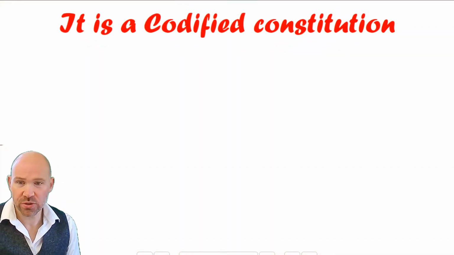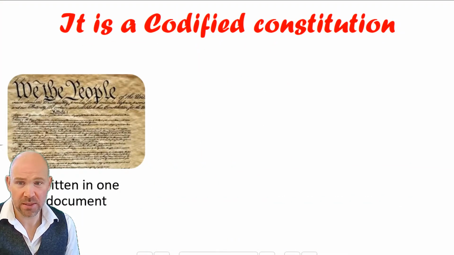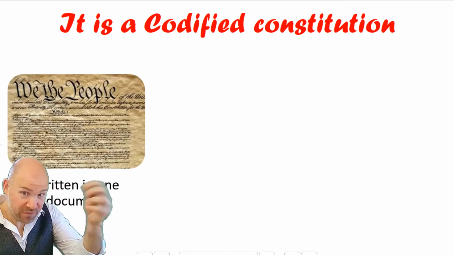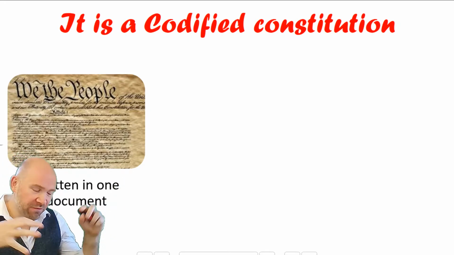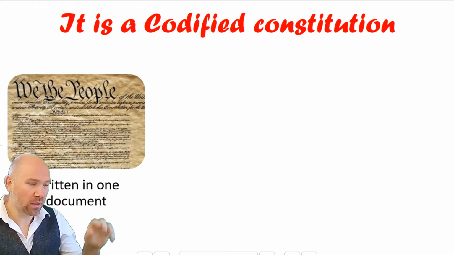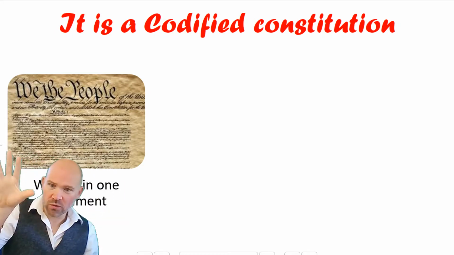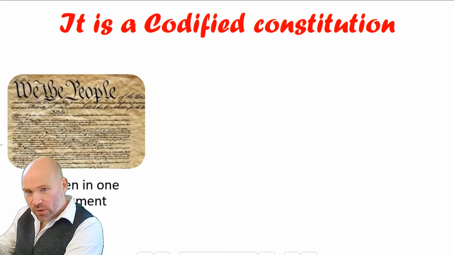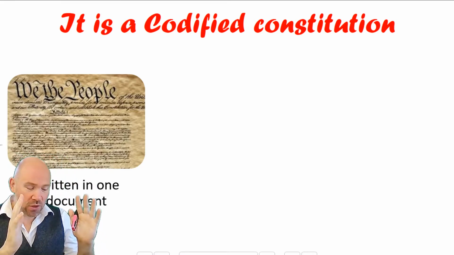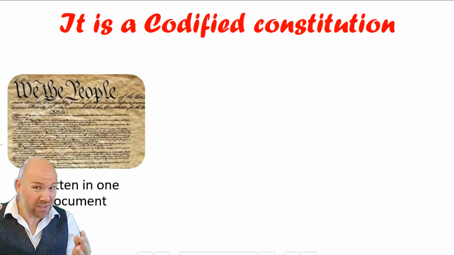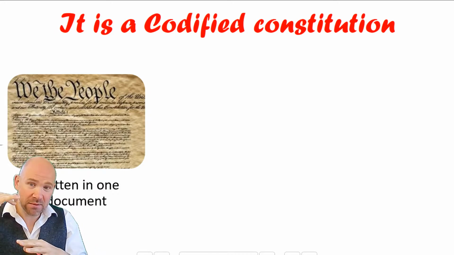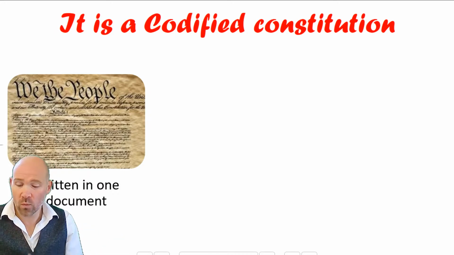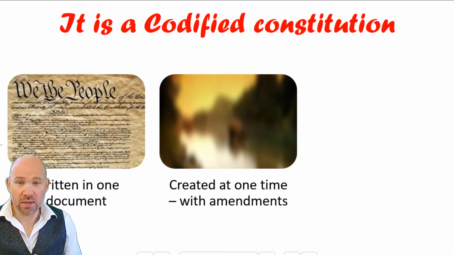So the US Constitution is codified. This means that it is written physically in one document. It's found in one place. It's not like the UK one where you've got a bit in convention, you've got a bit in statute law, you've got a bit in authoritative text, you've got a bit in common judicial law. The US Constitution is in one document, which is actually pretty short, and therefore it's codified in a way that the UK one isn't.